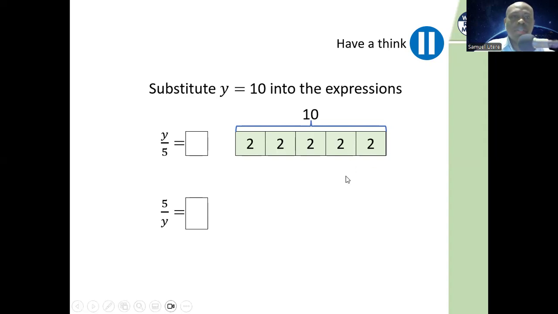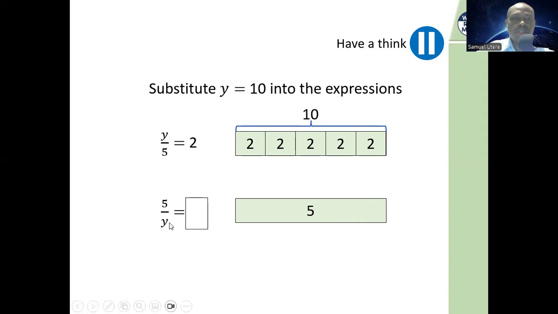If I say substitute y again for when you have the expression 5 over y, you can write 5, and then if you are substituting y with 10, you now have 5 divided by 10. Of course, if you split this bar into 10 little bits, each bar is going to be half for you to get up to the value of 5.